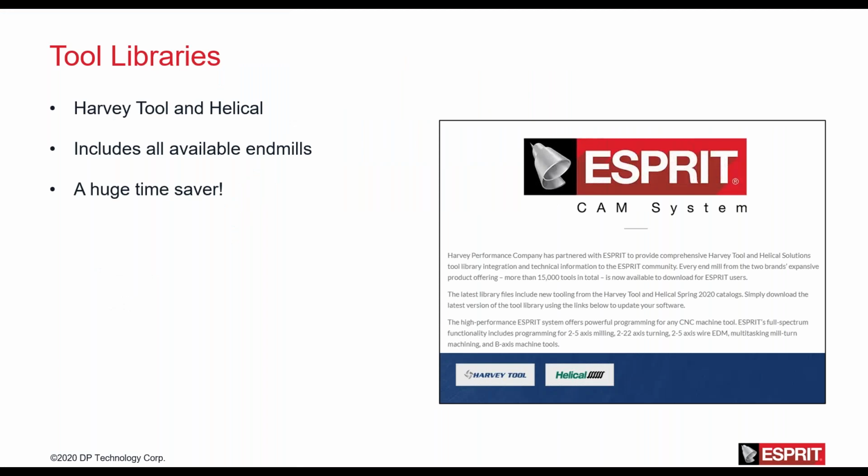Harvey has created tool libraries that you can download from their website. This library includes all the available end mills for Harvey and Helical. This can save you a lot of time by having all your tools available and already defined in ESPRIT.